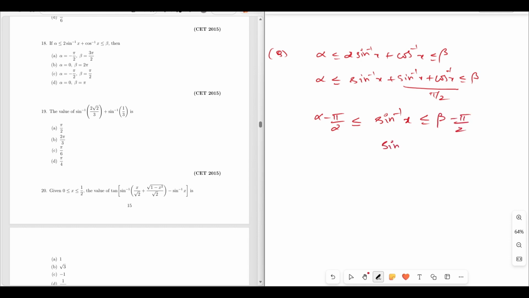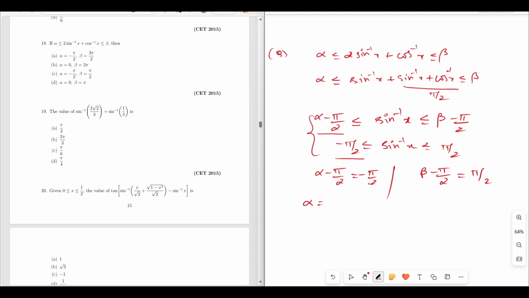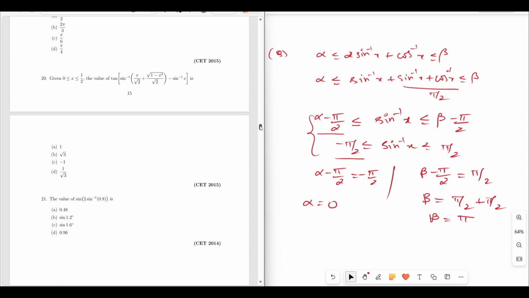So now we know that sine inverse x lies in between minus pi by 2 and pi by 2. Now on comparing these two, alpha minus pi by 2 is equal to minus pi by 2 and beta minus pi by 2 is equal to pi by 2. So now what happens here? Alpha is equal to, when you send minus pi by 2 to the right side, plus pi by 2, then it becomes 0. Here beta is equal to pi by 2 plus pi by 2. So beta is equal to pi. So which is the right option? Alpha is equal to 0 and beta is equal to pi. Option D is the correct answer. So now moving on to the next question.